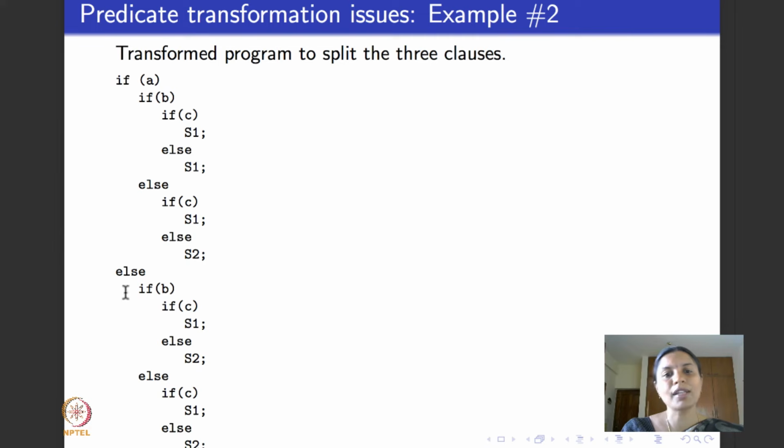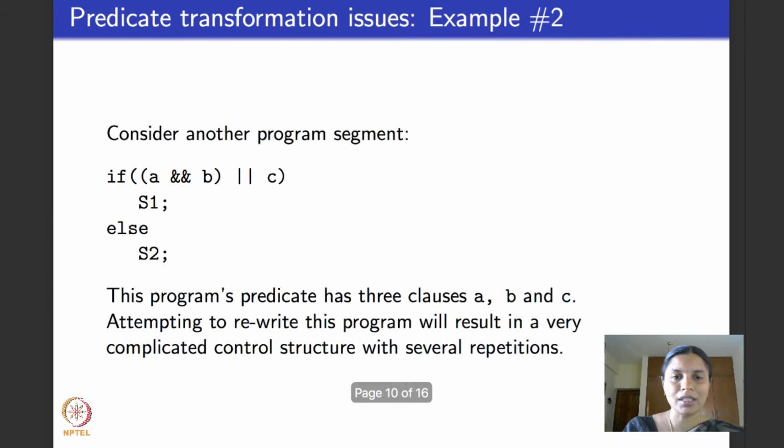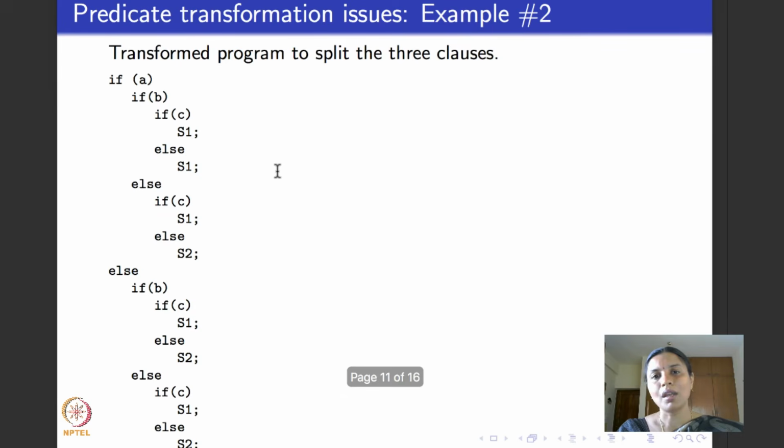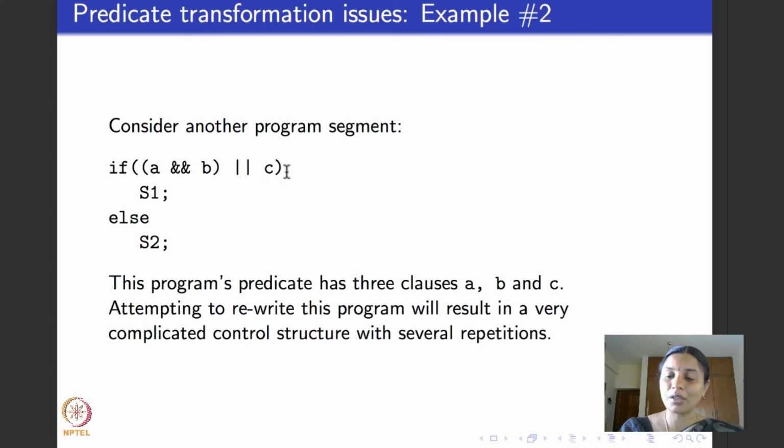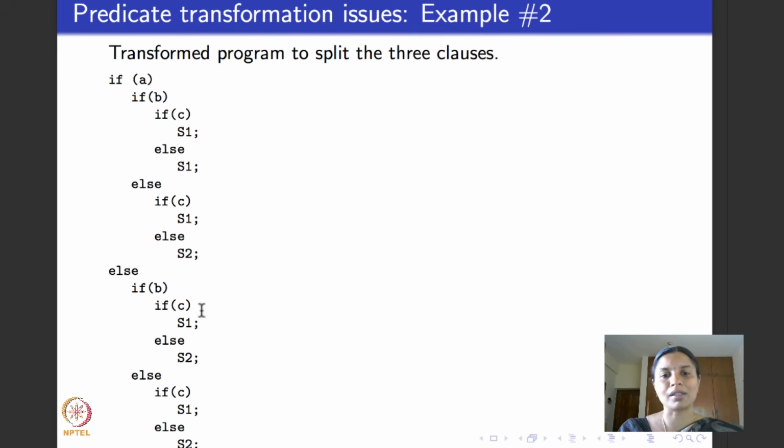And again, I check if B is false. If C is true, then I do S1. But if C is also false, then I do S2. After this long drawn effort, I have finally managed to rewrite the program to capture exactly the same meaning as this predicate. But look at this program. You would agree with me that it looks completely ugly and unreadable. Just because I didn't want this predicate, I attempted a transformation and that resulted in this.